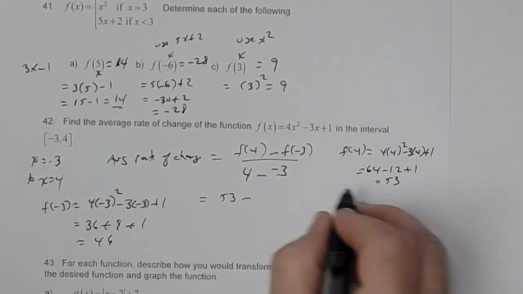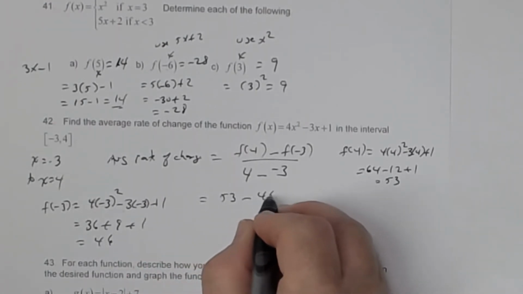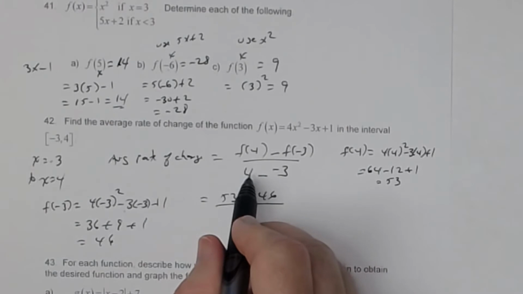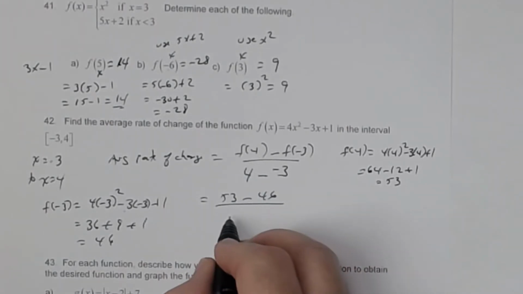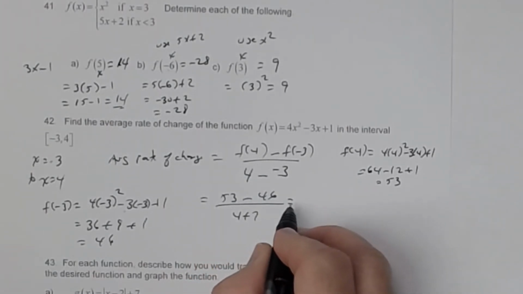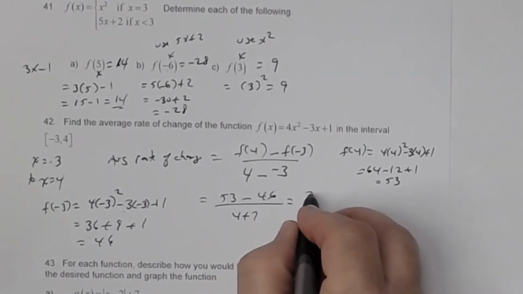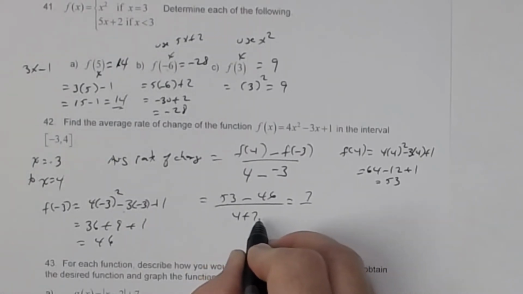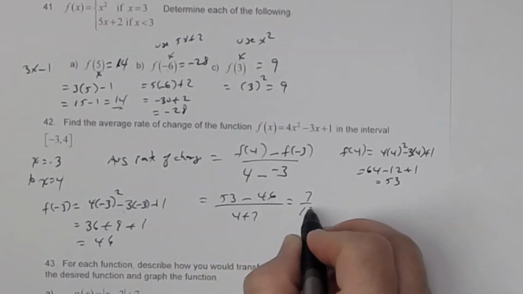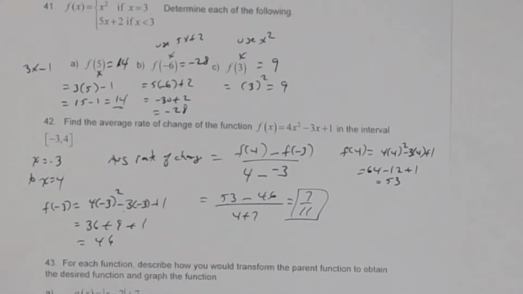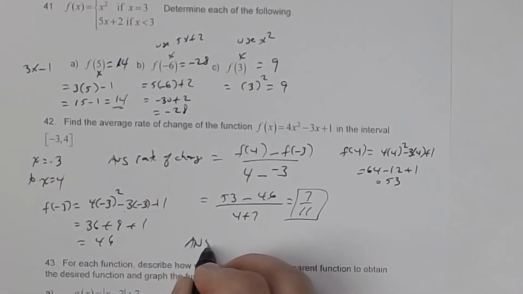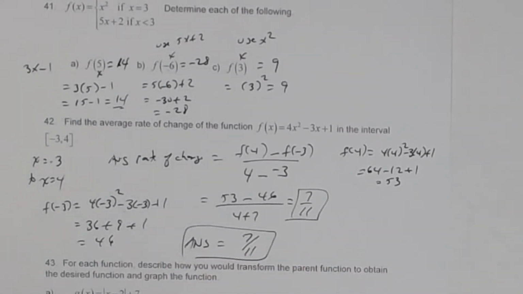So that's going to be 53 minus 46 divided by, and then 4 subtract a negative 3 means 4 plus 3. So 53 subtract 46, when you do that, you're going to get a positive 7. And then 7 plus 4 is 11. So you get 7 over 11. So that's your average rate of change. So the answer, you're going to say equals 7 divided by 11.